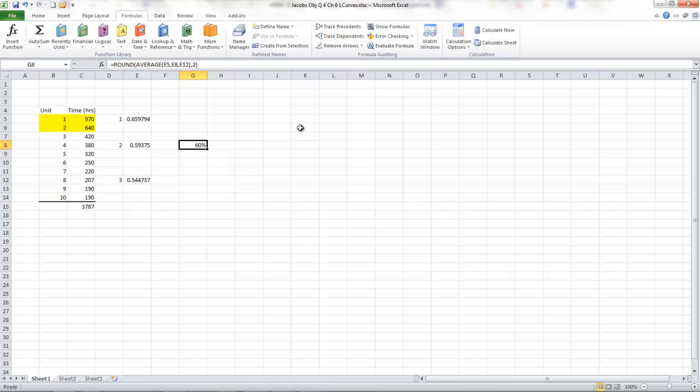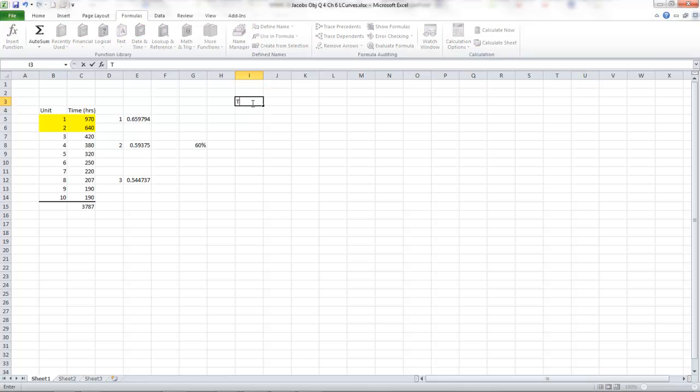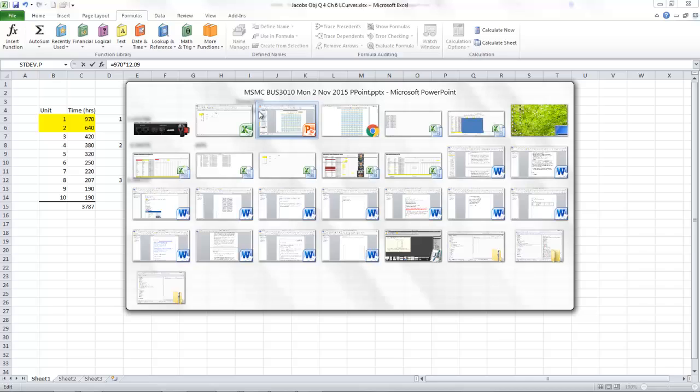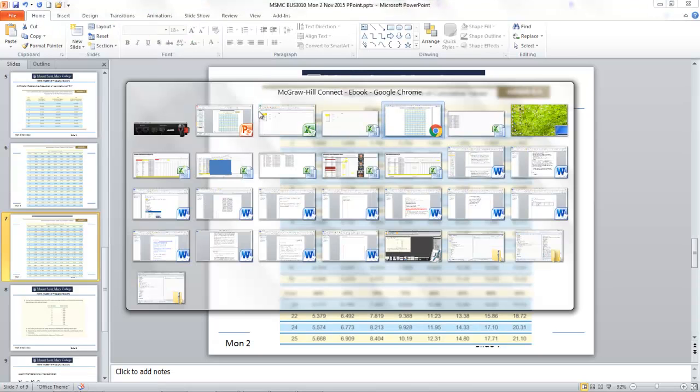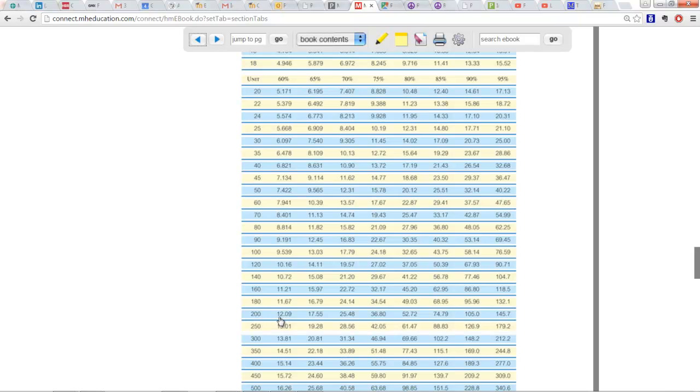Go back to our Excel sheet. So the time it takes for the first 200, time of 200, is equal to the time it took for the first, which is 970 hours, times 12.09. That comes from the table we just looked at. In the table, I just want to show again, in the table we saw 12.09.